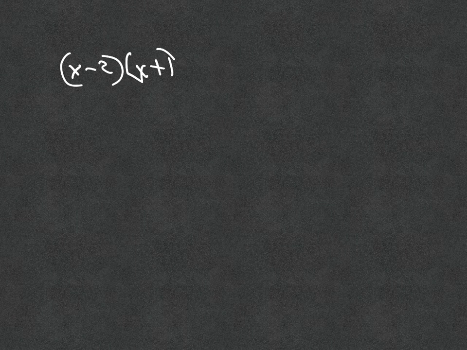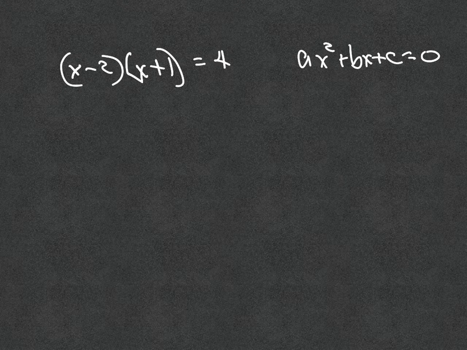example number 7. Let's look at that. We have x minus 2 and x plus 1 equals 4. All right, so in order to put it in this form, we have to do some tweaking. Instead of being equal to 4, it has to be equal to 0.